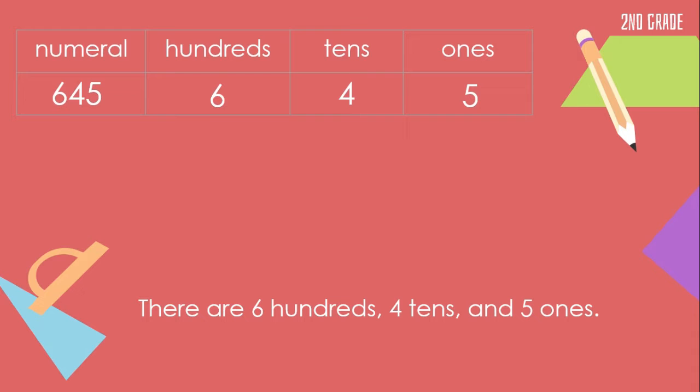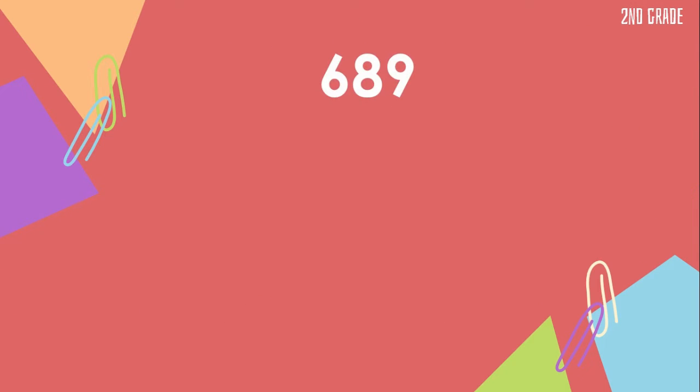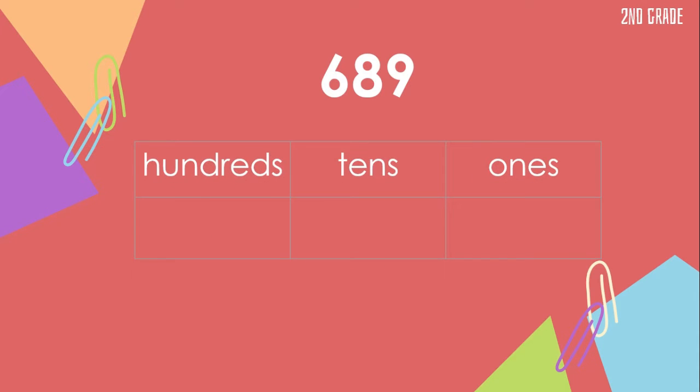Now, let's have another example here. Our numeral is 689. So, let's place it in a place value chart. For ones, we have 9. Very good. For tens, we have 8. For 6, we have hundreds. Very good. So we have 6 hundreds, 8 tens, and 9 ones for 689.